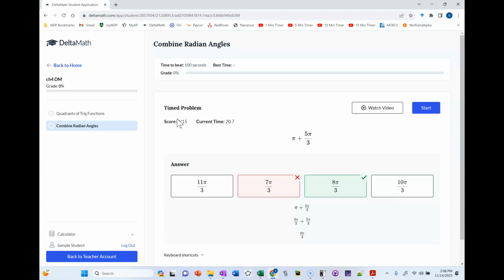Everybody okay with what the Delta Math looks like? Just 2 questions. Will you have to try these more than once? Almost assuredly. We might have to try them 10 or 15 times before you get your 15 in a row. Maybe. Is it just good practice? Yes.